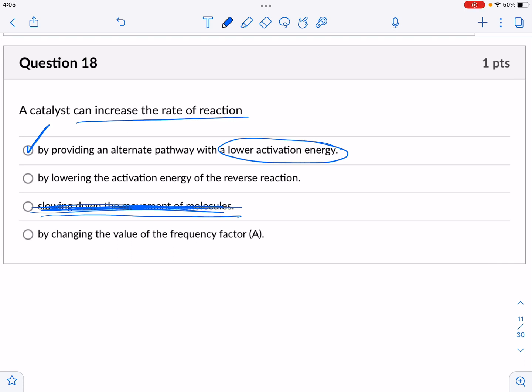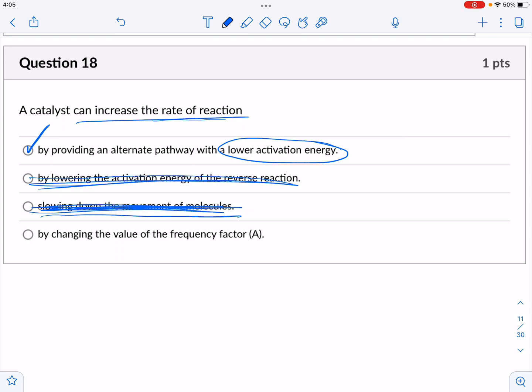By lowering the activation energy of the reverse reaction? Well, actually, a catalyst will lower the activation energy for both. But if you're looking at the reaction in the forward direction, it is the reduction in the activation energy for the forward reaction that speeds up the reaction. At the same time, in a reversible process the forward direction is going to go faster, but so will the reverse reaction. So the rate of a reaction will not increase just because the activation energy of the reverse reaction is dropping. It's the forward reaction that you are actually looking at.